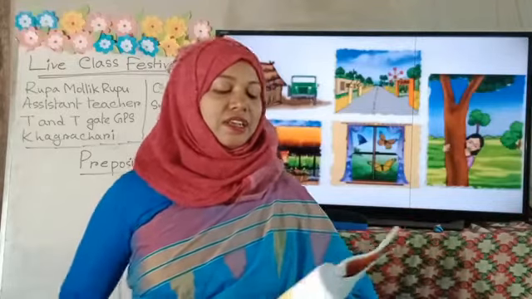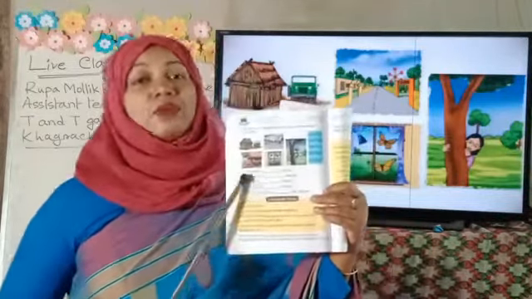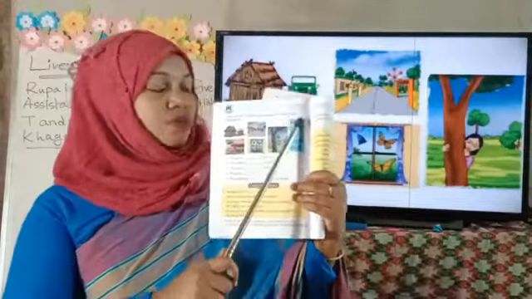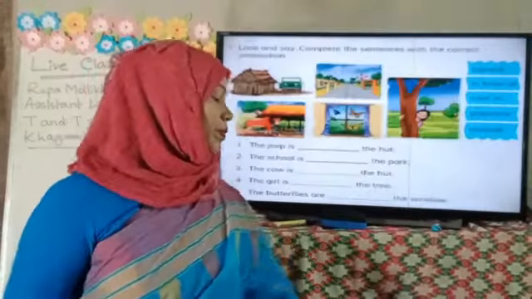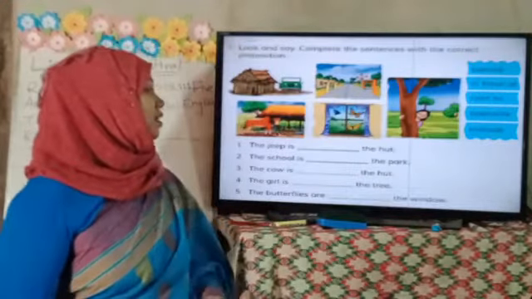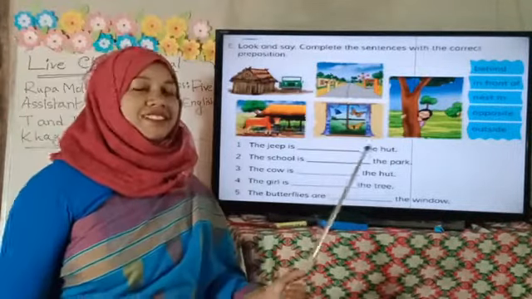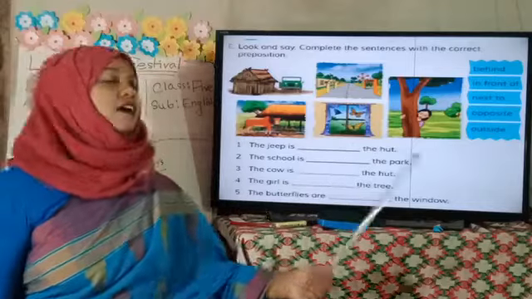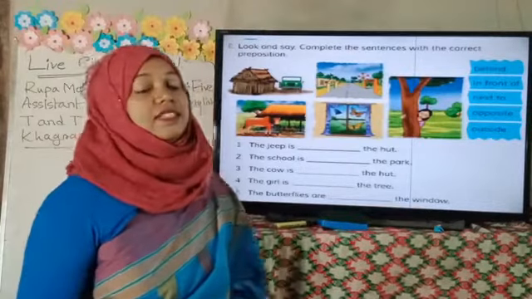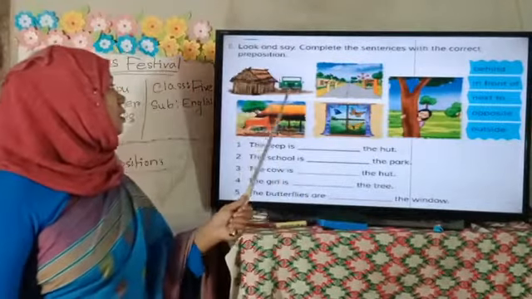Dear students, here are some blank sentences and we have to fill up all these sentences with these preposition words. Look, here are the sentences and the words. First one, the jeep is dash the hut. Look, here is the jeep, here is the hut.